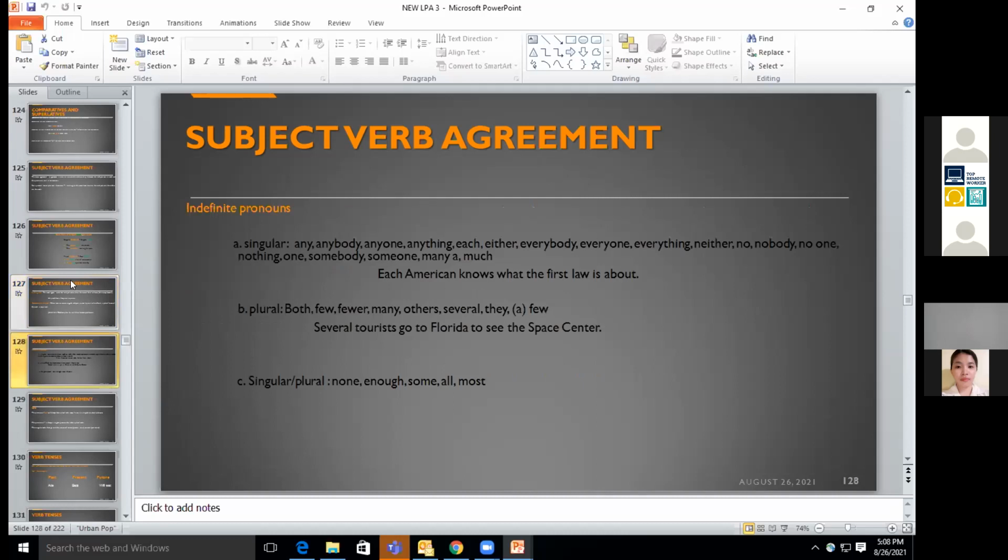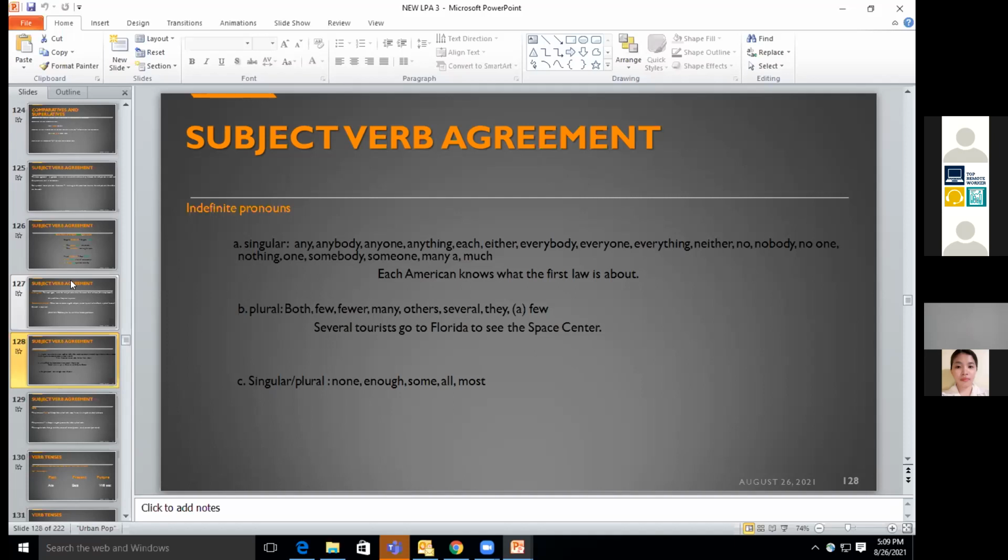Indefinite pronouns. Okay, singular: any, anybody, anyone, anything, each, either, everybody, everyone, everything, neither, no, nobody, no one, nothing, one, somebody, someone, many, much. Each American knows what the first law is about. Plural: both, few. Here's a sample.